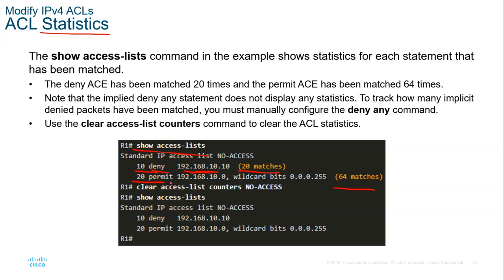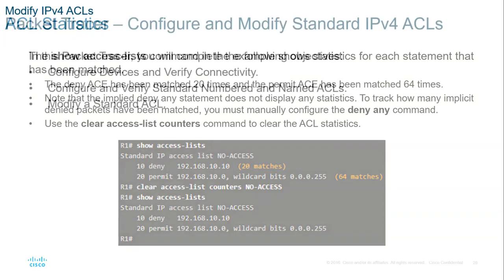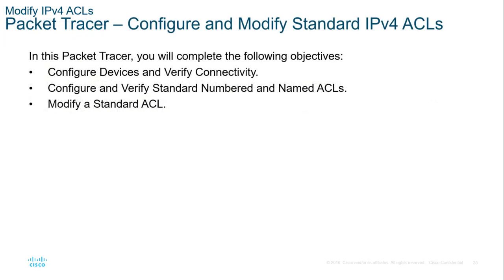So you can clear the access list counter, no access. Once you do that, it goes back to 0. That's the reason why we have 0 here, because the counters are cleared. In privilege mode, clear access list counters, and then you specify the name of the named access control list.